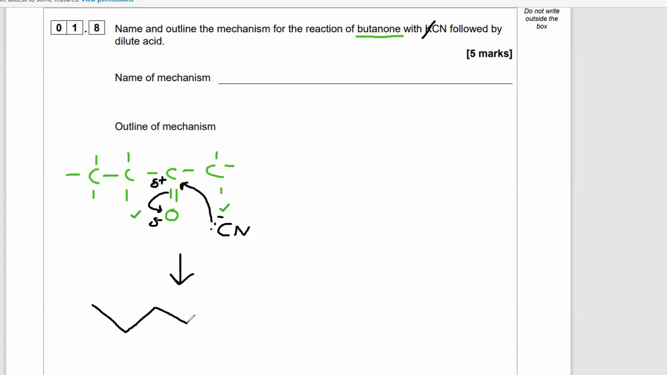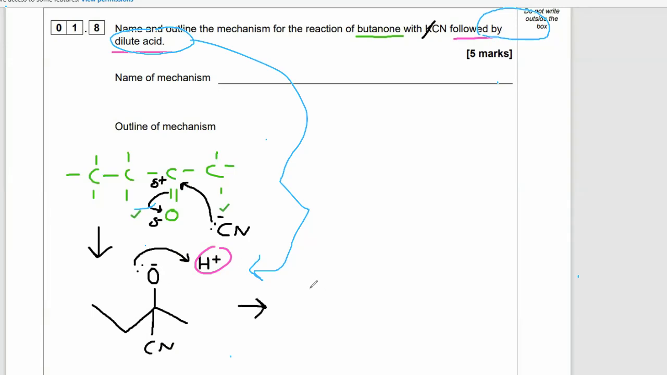Now we're going to draw the intermediate. I'm using the skeletal formula just to show you, you don't have to do displayed, you can do skeletal. So here's my oxygen. I'm going to put the oxygen at the top here. I'm going to flip it around a bit. I'm going to put the lone pair on the oxygen because the double bond broke and went to the oxygen, okay? Now, what's the lone pair going to do? It's going to be attracted to a hydrogen ion. You say, where did that hydrogen ion come from? Don't forget, it said we followed the addition of KCN with a dilute acid. Whenever you see hydrogen ions knocking about, an acid's been there. And then I need to draw the bond to the CN.